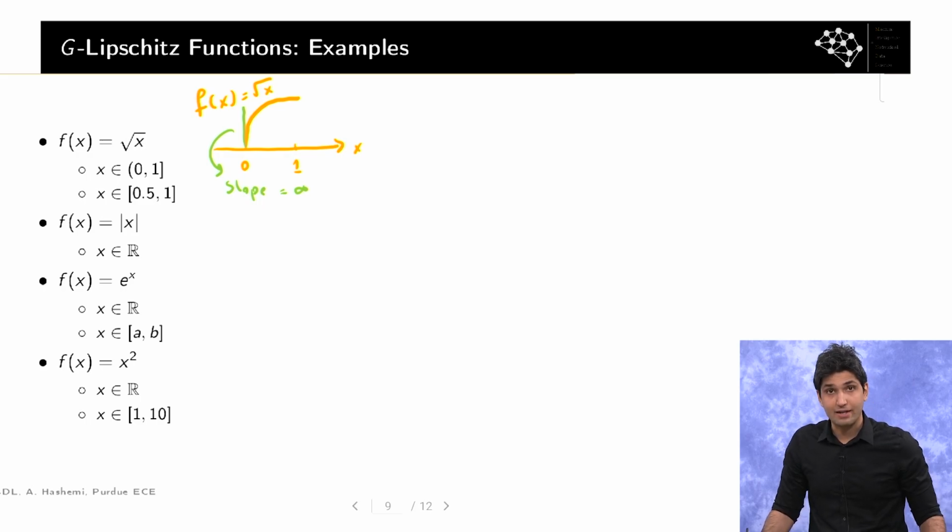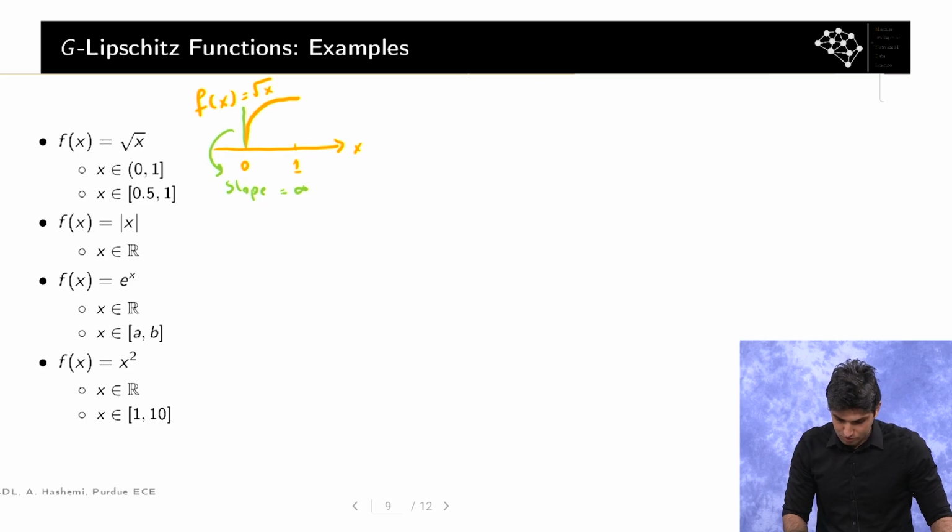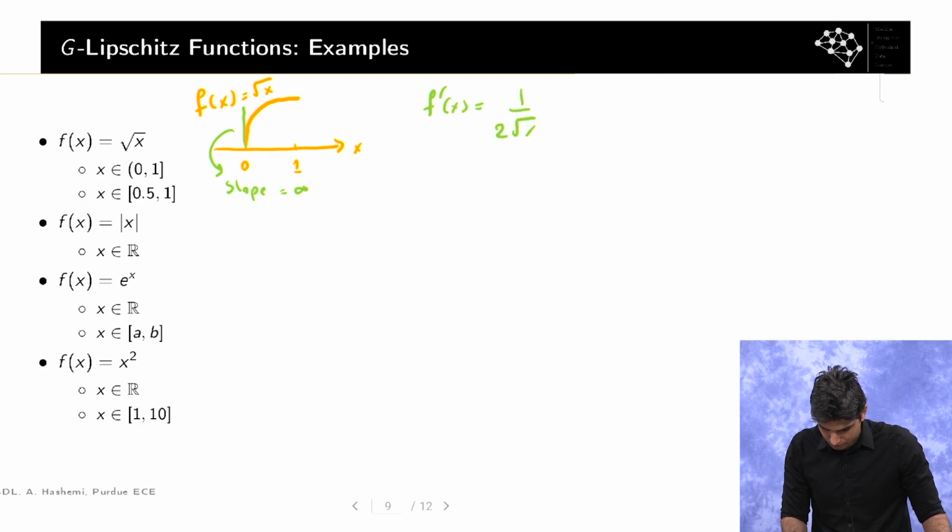So we expect that when x is near 0, the function is not Lipschitz because we cannot uniformly bound the norm of the gradient. And that is indeed true, right? So the easiest way to calculate the Lipschitz constant of any function is to calculate the gradient. In this case, it's a one-dimensional function, so we just have to find the derivative. What's the derivative of f? Just 1 over 2 square root of x.